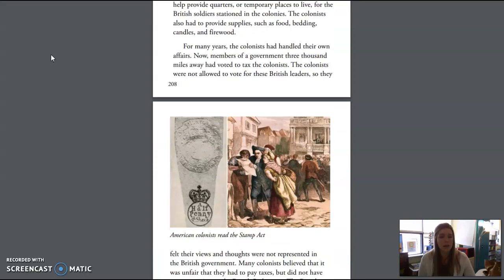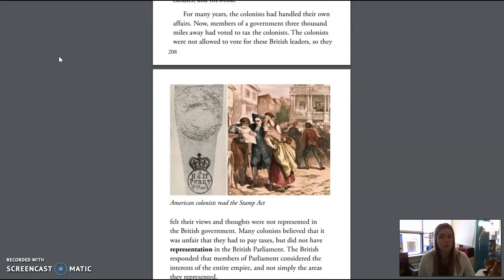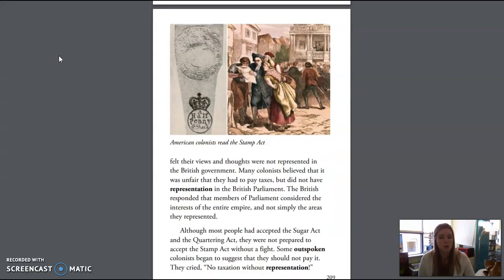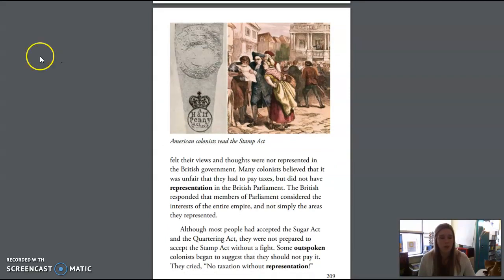For many years, the colonists had handled their own affairs. Now, members of a government 3,000 miles away had voted to tax the colonists. The colonists were not allowed to vote for these British leaders, so they felt their views and thoughts were not represented in the British government. This caption says American colonists read the Stamp Act.